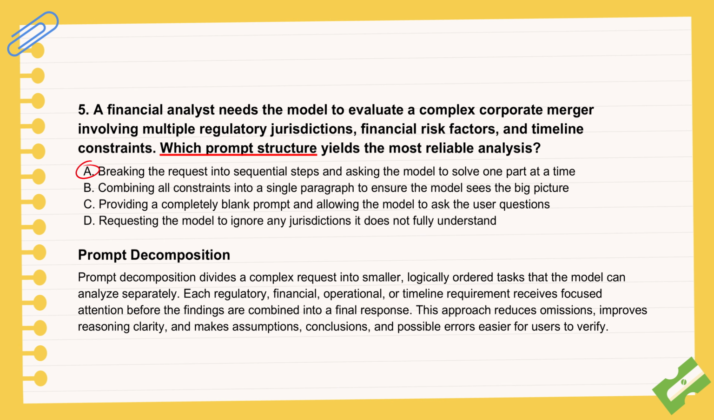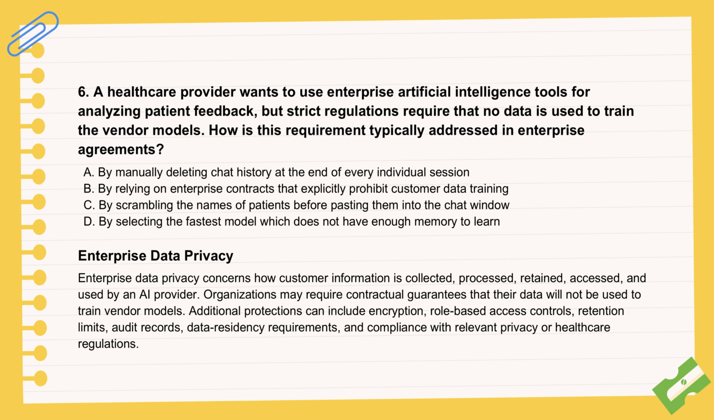Okay, so breaking down complex logic is vital, but what if the data you are feeding the system is just highly restricted? Like, corporate mergers are sensitive, obviously, but healthcare data is untouchable. Very true. Question 6. A healthcare provider wants to use enterprise artificial intelligence tools for analyzing patient feedback, but strict regulations require that no data is used to train the vendor models. How is this requirement typically addressed in enterprise agreements? The correct answer is B. Enterprise agreements can explicitly state that customer data will not be used to train the vendor's models.